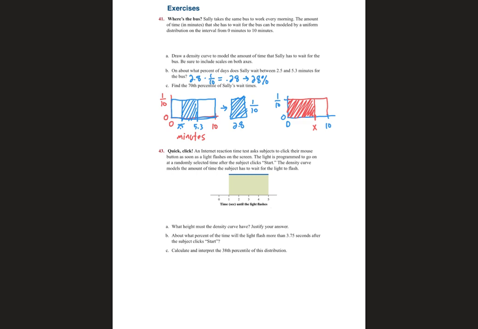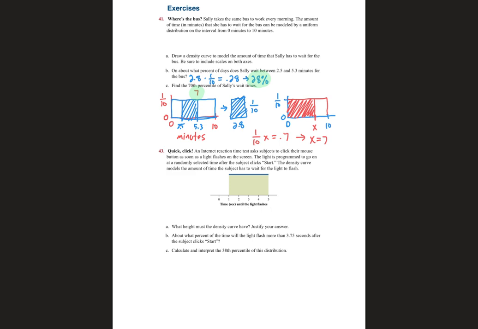So we can set up a little equation. This height times this length has to equal 0.7, which is this area. So just a little algebra: 1/10 x equals 0.7, then multiply both sides by 10, and you get x equals 7. So the 70th percentile of Sally's wait times is 7. Those are the answers to B and C.